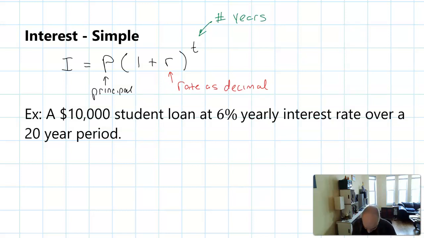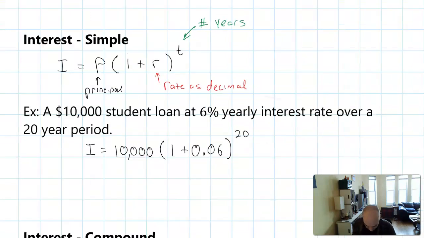So in this case, we'd have interest equals, well, we'll just call it interest, but really it's not going to be just the interest. It's going to be everything that the loan has grown. 10,000 times (1 plus 0.06) to the 20. Now, why does this work?